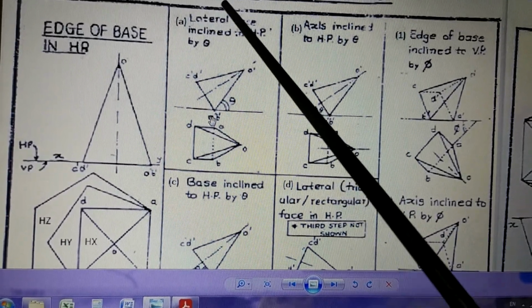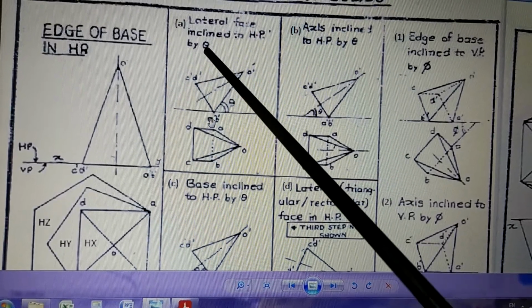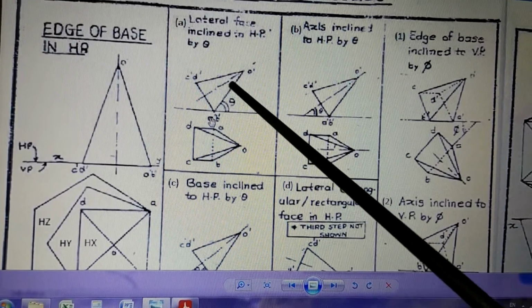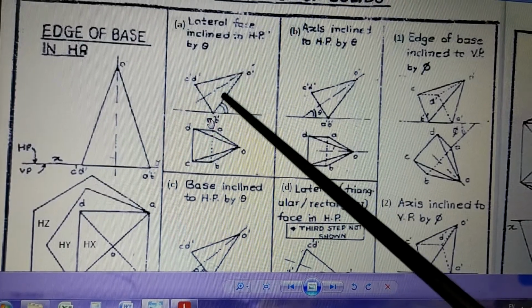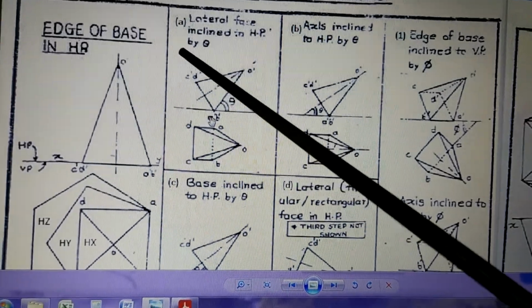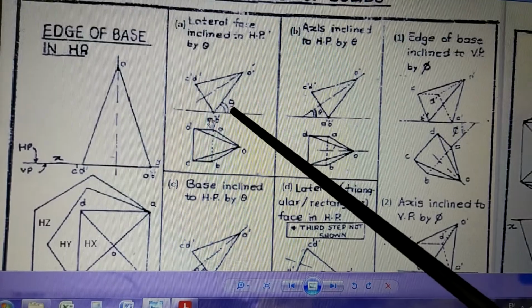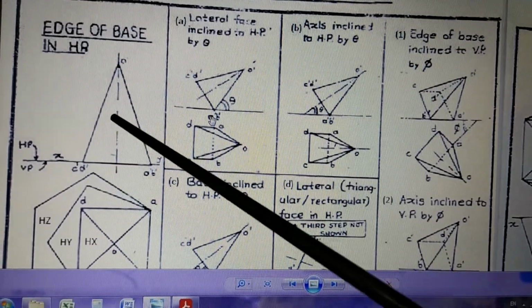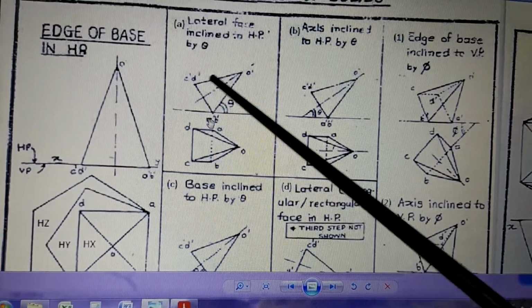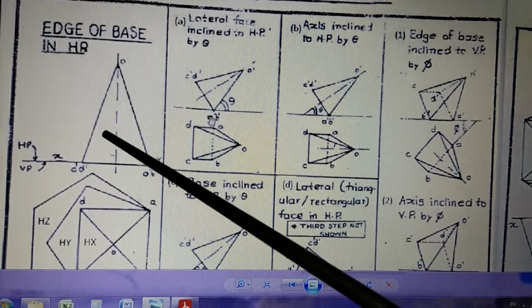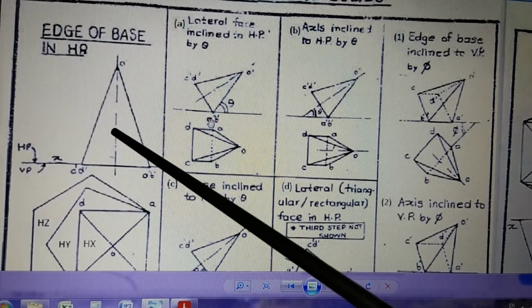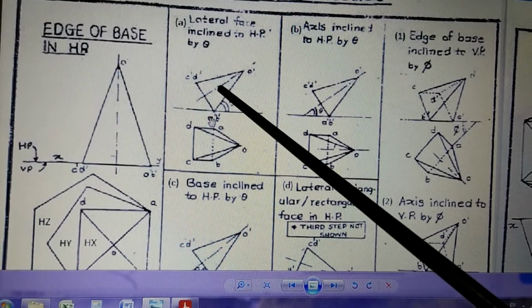First is lateral face inclined to HP by 30 degrees, theta degrees. So this is a lateral surface. So lateral surface is this line. So this line you are going to incline to HP by some given angle theta degrees. So this triangle you draw again by tilting by the given angle. So your front view, which was initially like this, now the front view changed to this.